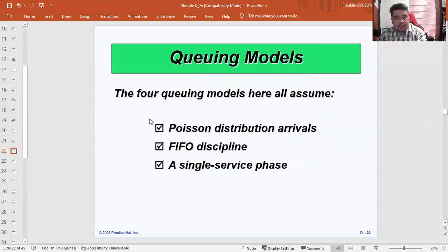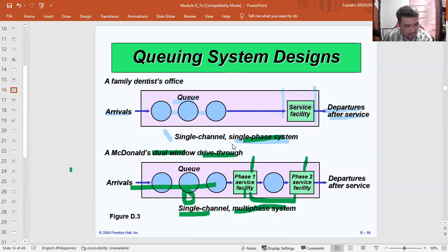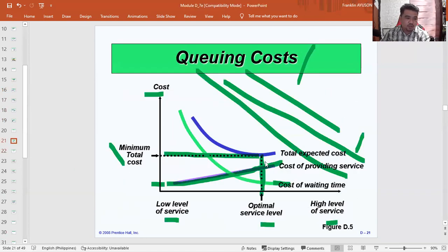Moving forward, we have the different queuing models. Okay, the four queuing models will assume the following. Number 1, the Poisson distribution arrival. Number 2, the FIFO discipline. Number 3, a single service space. Yan. So single service space lang muna. Huwag muna nating gamitin yung iba. Okay, balik natin, ano yung single service space. Single service space. Okay, and of course it will complicate itself with a different queuing system design. Yan. So doon lang muna tayo.